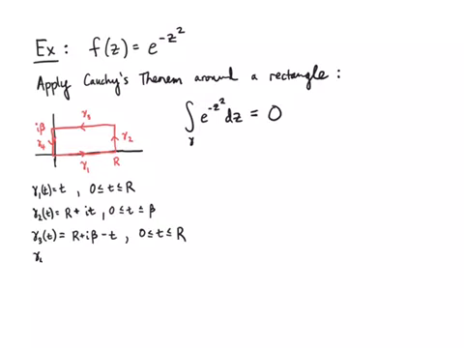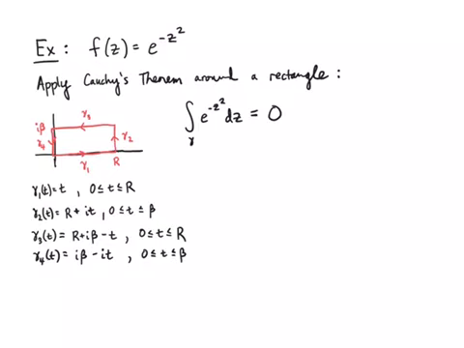And then gamma 4 of t, we can say that starts at i beta, and then that subtracts off imaginary stuff, where the amount of that is between 0 and beta. Okay, so we write out some parameterizations. That's what we would get.